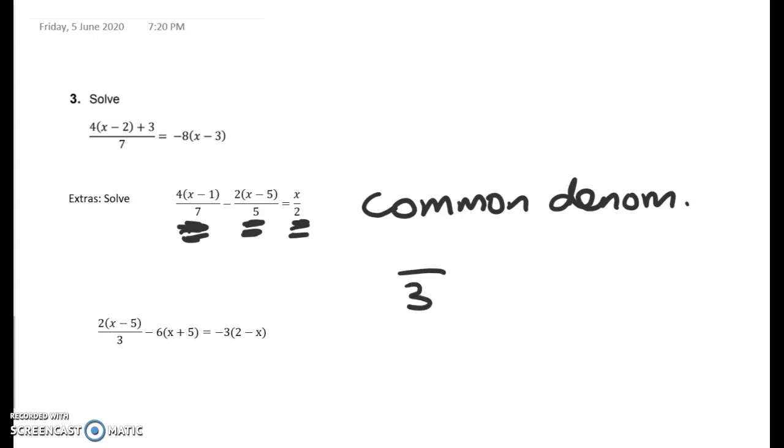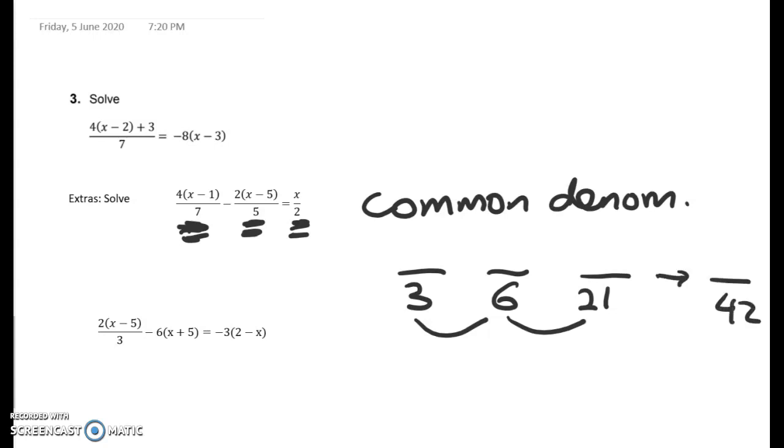But if I had divided by 3, divided by 6, and divided by 21, the lowest common denominator wouldn't be found by timesing all of those together. The lowest common denominator there would be to make it out of 42. Okay, but in this one here, 7, 5 and 2 have a lowest common multiple of 70. So that's your clue for that one. So pause the video now and try and do that question, and I'll go through it.